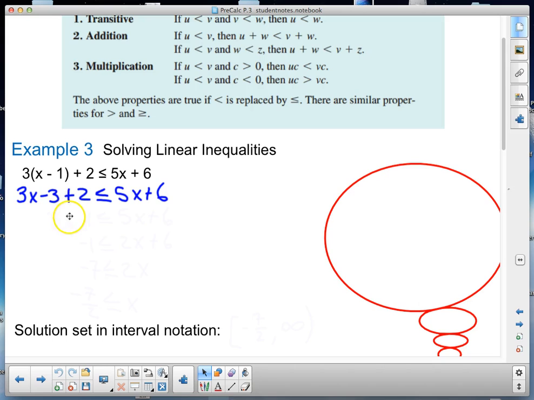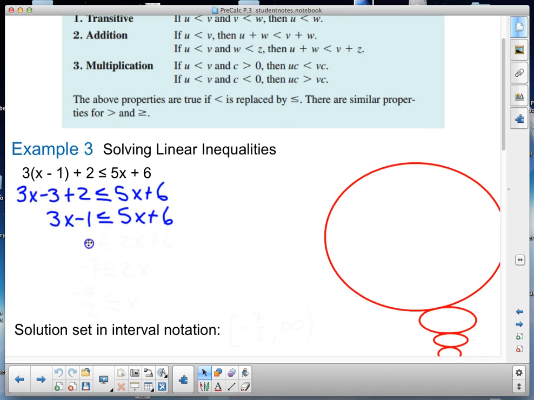I'm getting ahead of myself. So I've got 3x minus 1 is less than or equal to 5x plus 6. After I do that, I'm going to subtract 3x from both sides. In doing that, I get negative 1 is less than or equal to 2x plus 6. Now I'm going to get the 6 over here. I'm going to subtract it, and then I got negative 7 less than or equal to 2x.